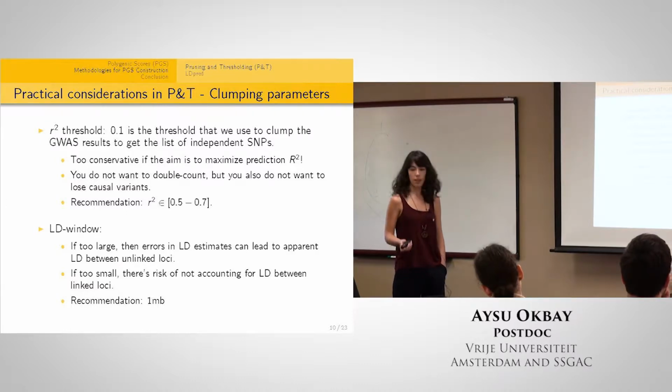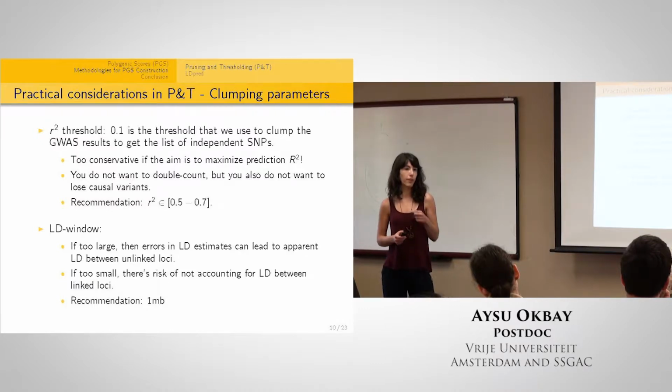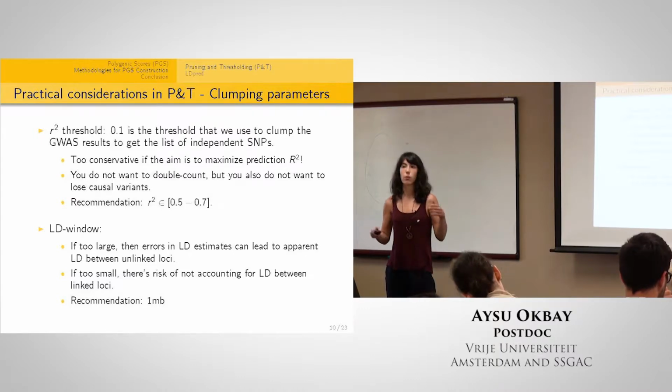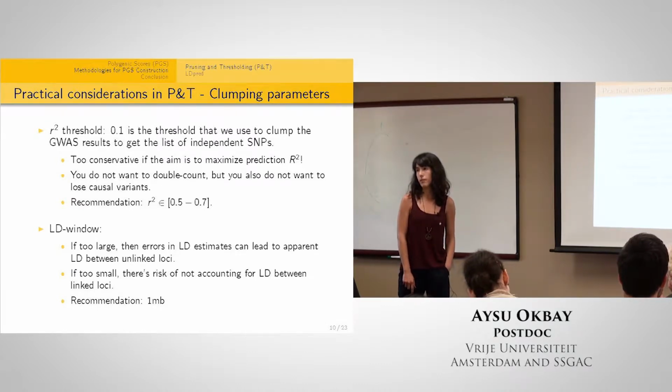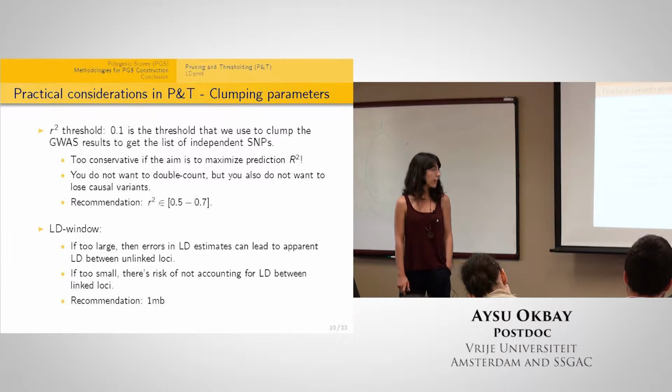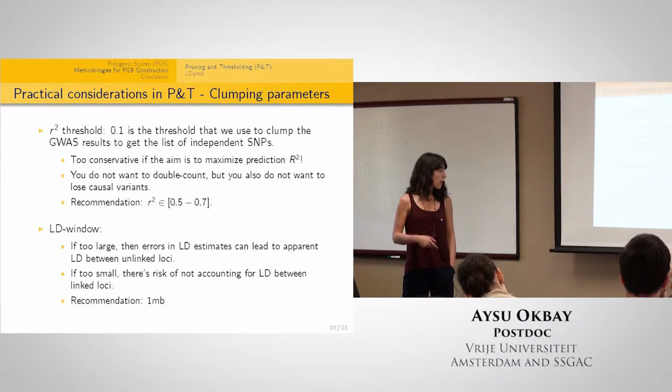LD window. That's the window that you look at around your index SNP when you're deciding whether the SNPs in that window are correlated with your index SNP or not. The danger of choosing too large an LD window is that your reference sample is not perfect. It has a limited sample size, so there could be errors in the LD estimates, and it could look like apparent LD whereas it's just noise.